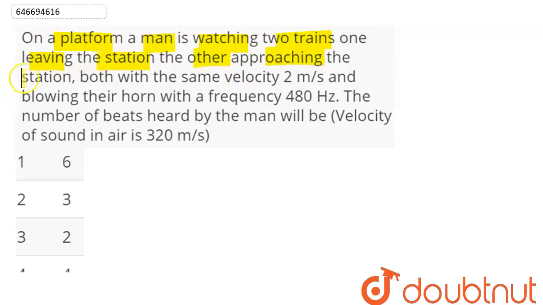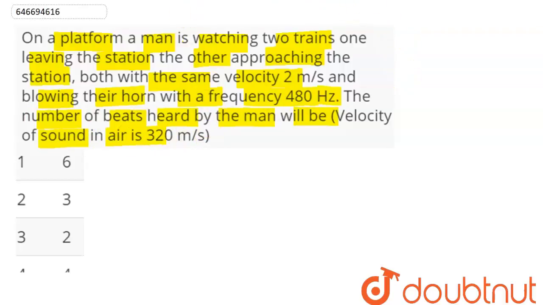Question is, on a platform, a man is watching two trains, one leaving the station, the other approaching the station, both with same velocity as 2 meters per second and blowing their horn with a frequency 480 Hz. The number of beats heard by the man will be? Velocity of sound in air is 320 meters per second.